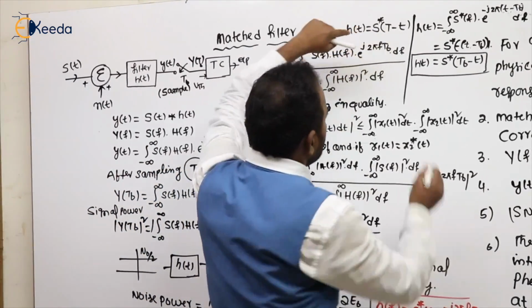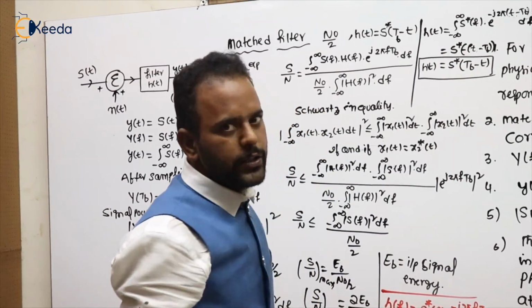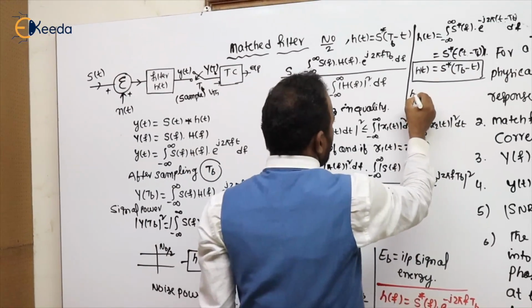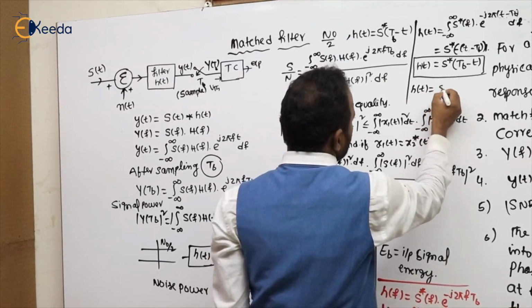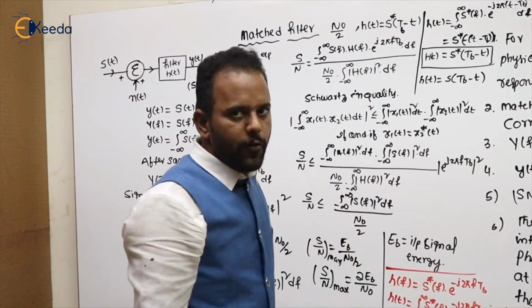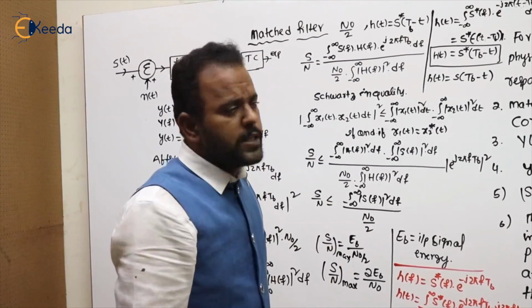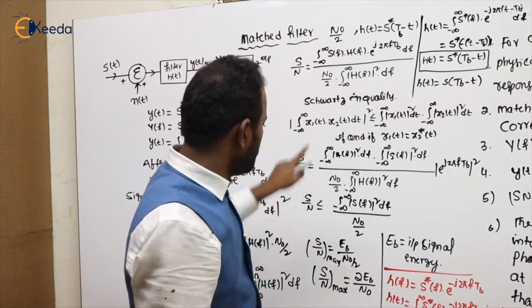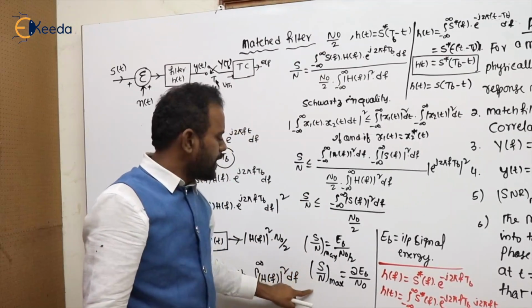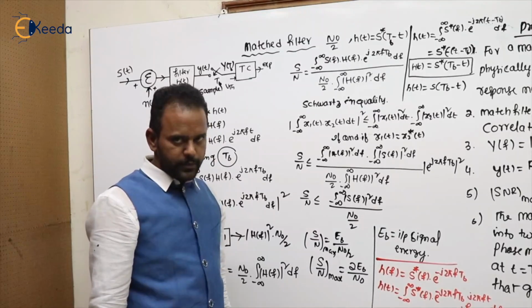Here, in place of TB, previously I showed t, or TB is the duration of the input. For real valued signals, h of t itself is called s of TB minus t. If you provide that, then the noise power is maximized to N0 by 2. The signal to noise ratio, SNR max, you will get is 2 EB by N0.